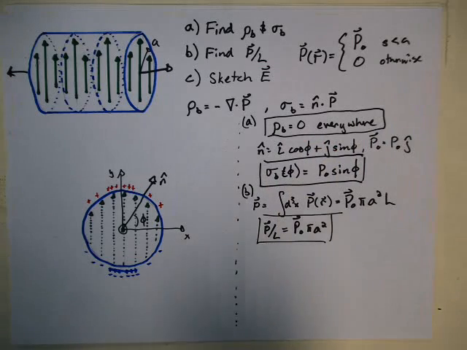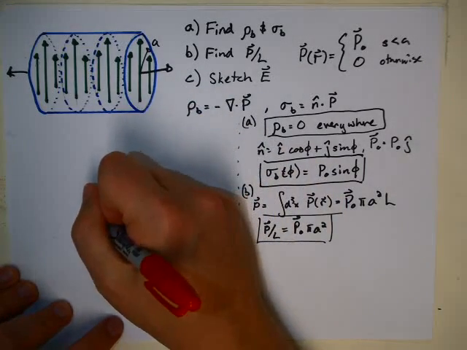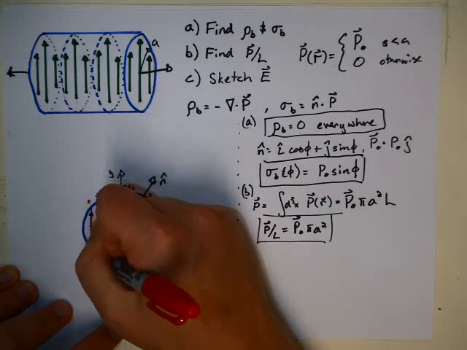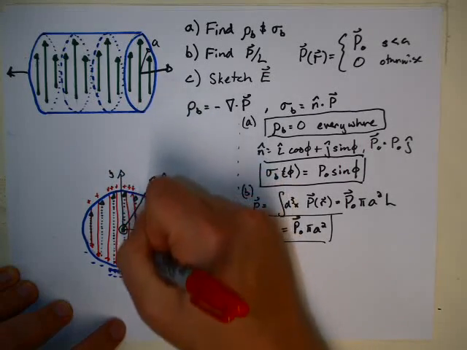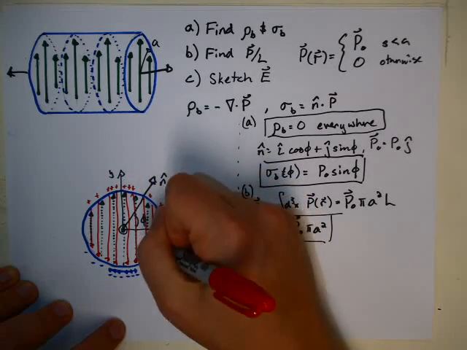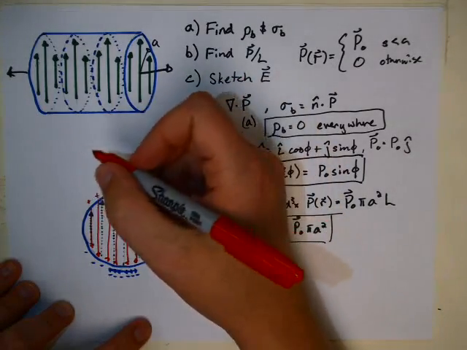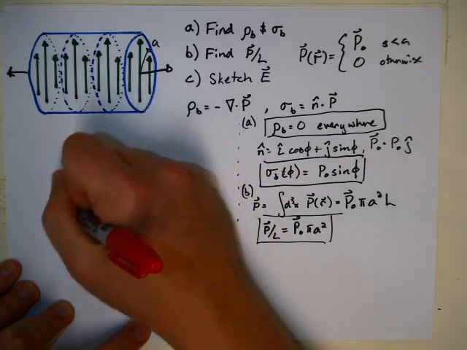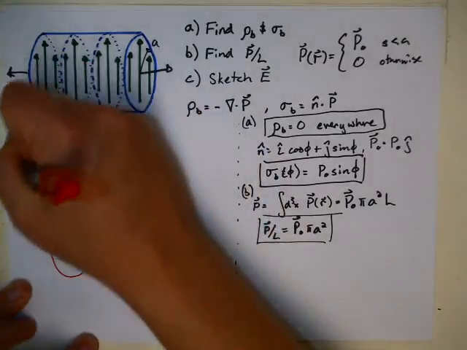For part C, I want to sketch the electric field due to this induced polarization. Well, electric field lines start at pluses and go to minuses. And so if I just look here, on the inside, the electric field is going to flow in the opposite direction of the polarization. So the electric field due to the polarization on the inside flows in the opposite direction of the polarization. Kind of an interesting but always true result. And then on the outside here, I'm just going to connect the positive to the negative charges, and I'm going to do that in the most natural way possible.